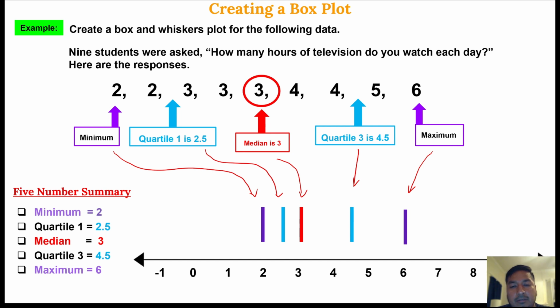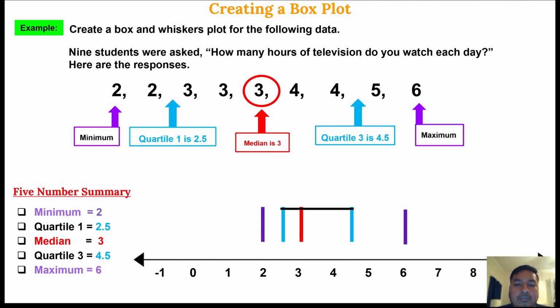And once you do that, now you have to connect them to create the box plot. So here's 2 lines to create the box, and then 2 lines to connect the minimum and the maximum to the box. And that's it. So remember, anytime you want to create a box plot, first you need to find the 5-number summary. Once you find the 5-number summary, you can create a number line and then create the box plot with that.